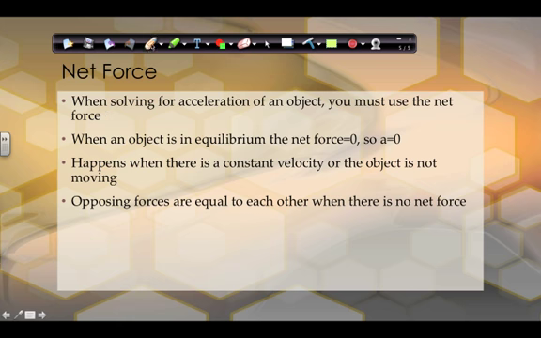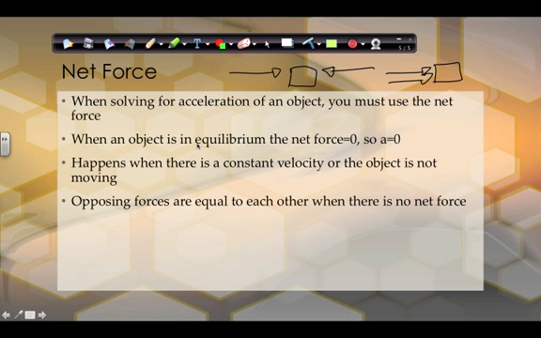So if you have 2 forces that are opposing, so I have a box right here, and I have a force going this way and a force going this way. If they are opposing like this, you will subtract them, and then if they are working together, you will add them. So if I had 2 forces like this pushing on the object going in the same direction, you would add them together.